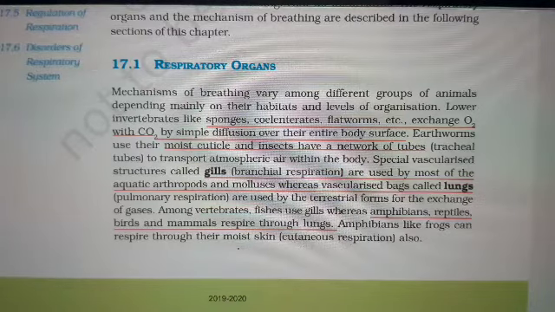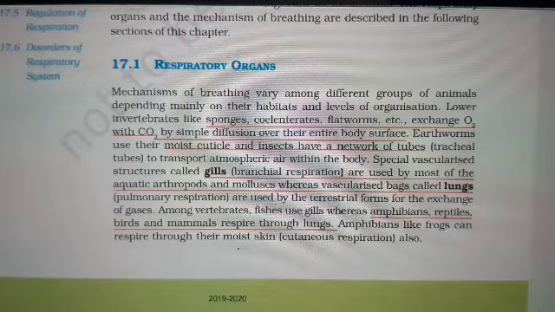Whereas in the case of earthworm, let us take the example, the moist cuticle is there. In the case of insects, a network of tubes, which we call tracheal tubes. That will also be very important from the NEET point of view. You need to remember. And the special vascularized structures called gills are also there. Another name we may call it is branchial respiration. That is generally observed in aquatic arthropods and molluscs.